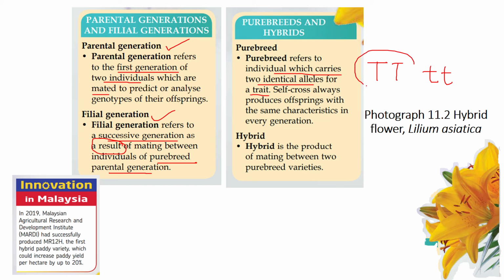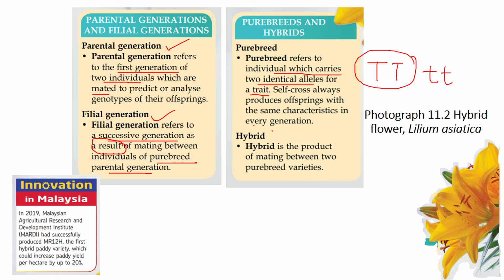Maksudnya kalau kacukan sendiri, self-cross among these two capital letter T ini, the subsequent generation, every generation, will exhibit the same characteristics lah. Semuanya adalah tinggi. Itu yang kita panggil sebagai purebred. So self-cross among the purebreds.